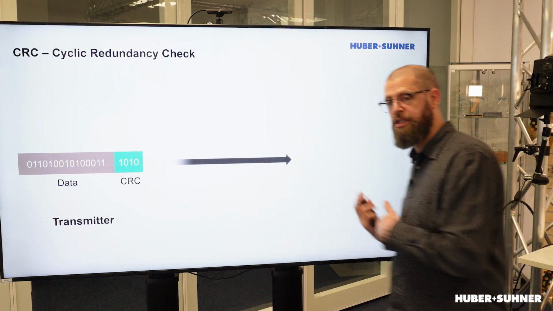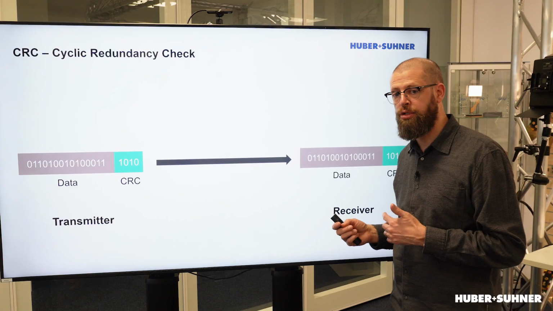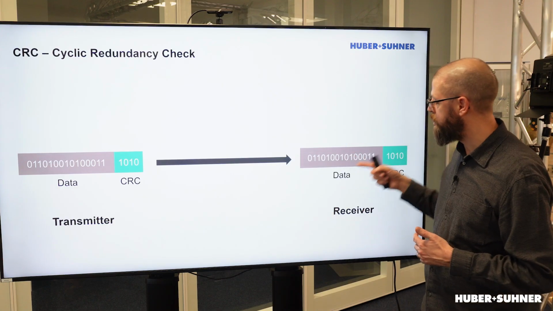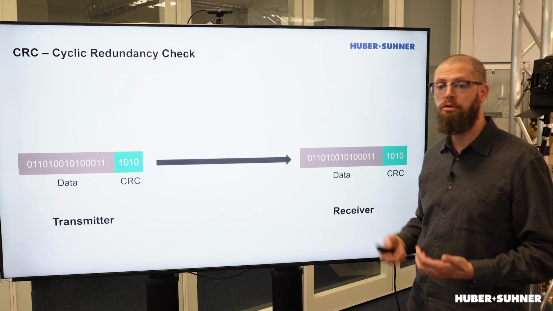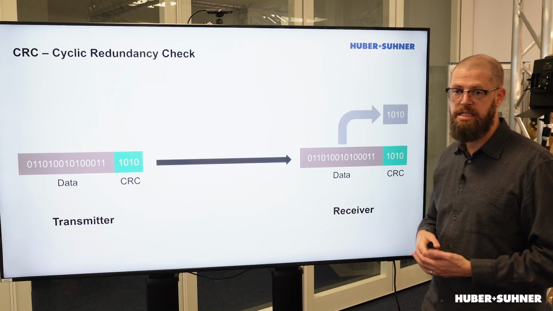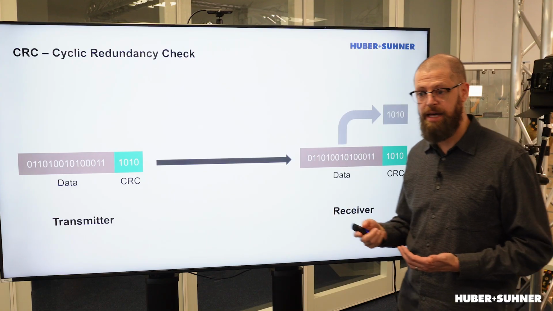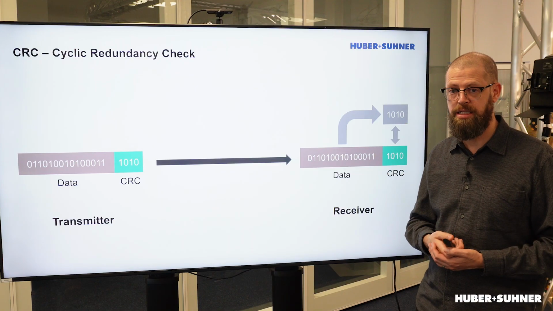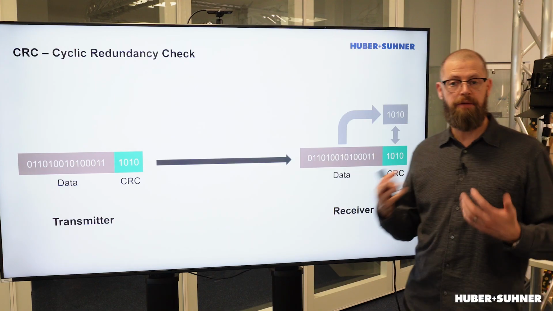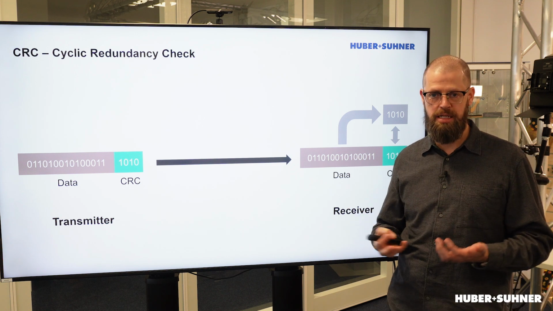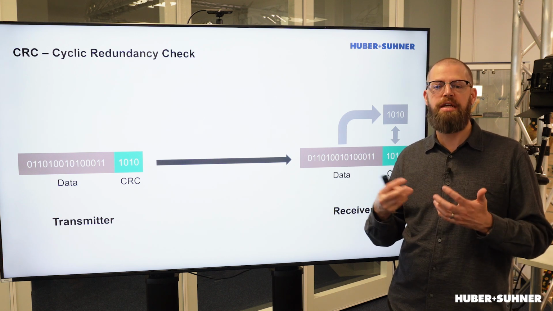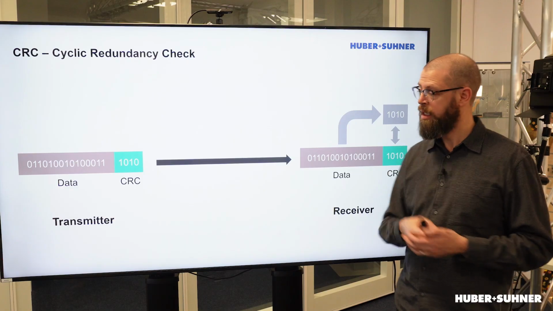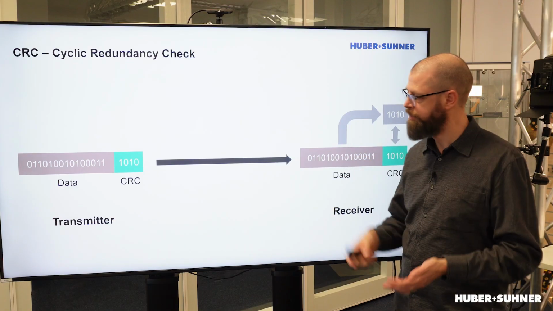That whole thing is then transmitted and the receiver will do the same thing. In other words, the receiver will take these data bits and it will also calculate a CRC value. Once it's done that, it will compare the two. It would compare the received and the calculated CRC value. If they are both the same, the received data is considered correct, whereas if they're different, the CRC counter will go up and we know something went wrong.